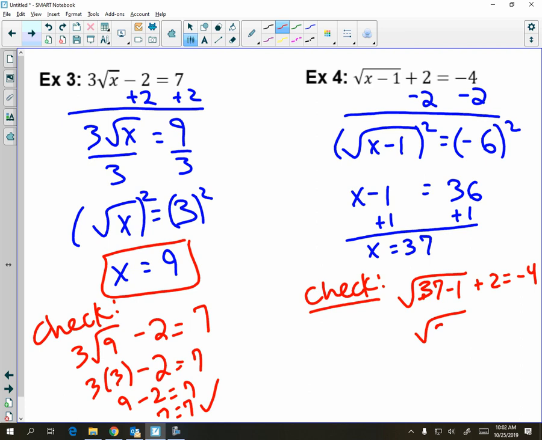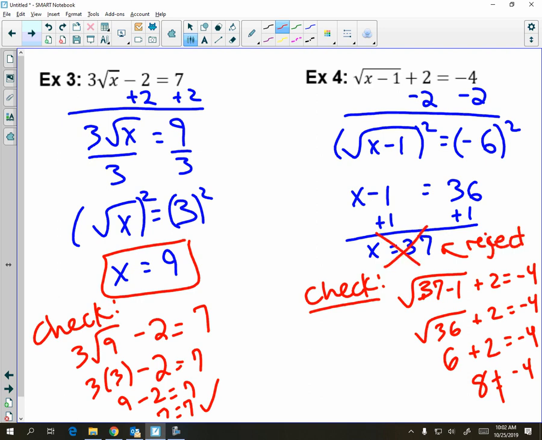Well, you get the square root of 36 plus 2, and the square root of 36 is 6. So you get that 8 equals negative 4, which is so not true, right? So because this doesn't hold true, we're going to reject x equals 37. It's an extraneous solution. So this one really has no solution, which you can also express as the empty set.